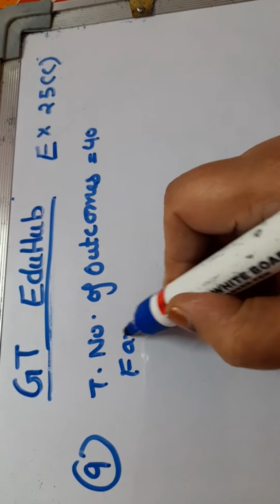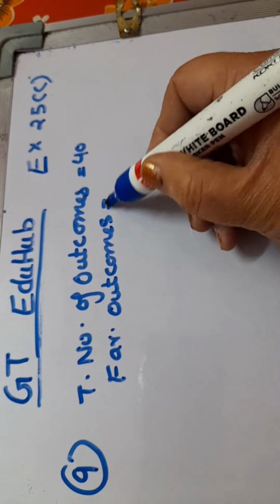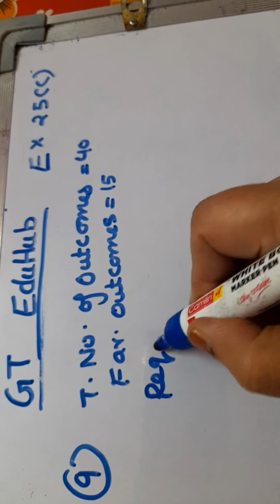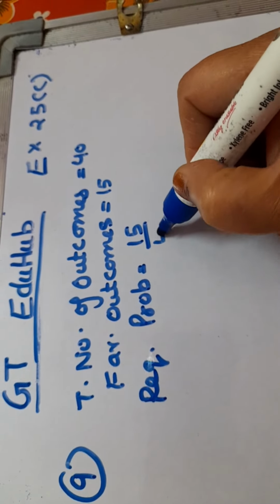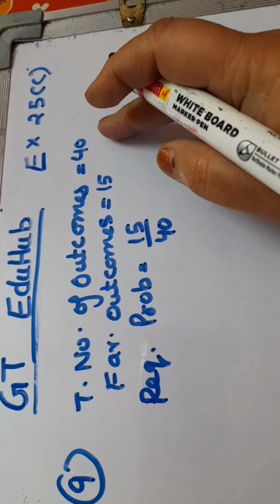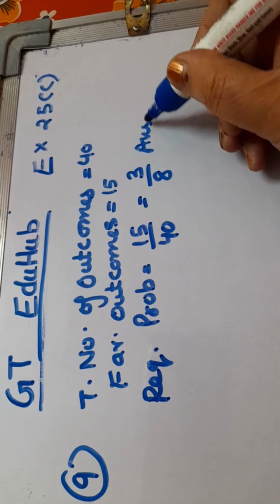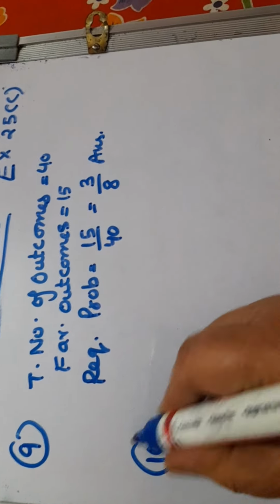So favorable outcomes are 15, 1 2 3 4 5 up to 15 seconds, that is 15. So the required probability will be 15 upon 40, favorable outcomes upon total outcomes. So 3/8 is our answer. Now we will do question number 10.